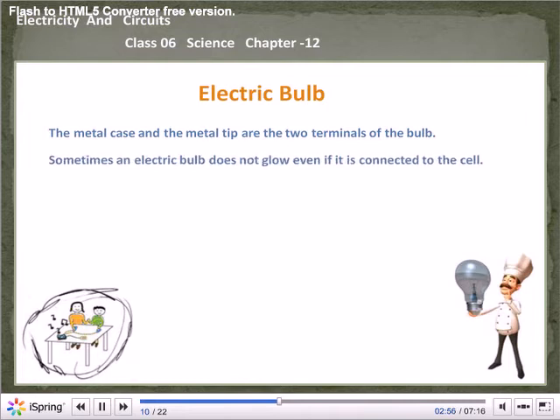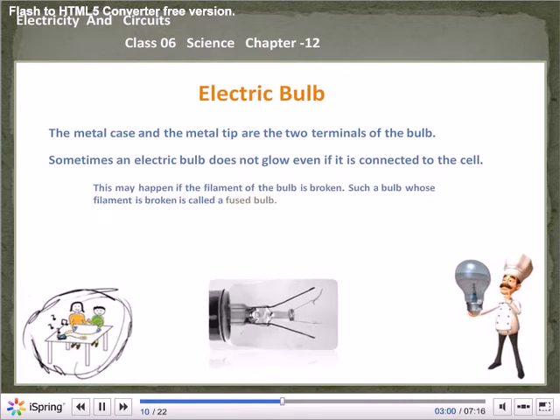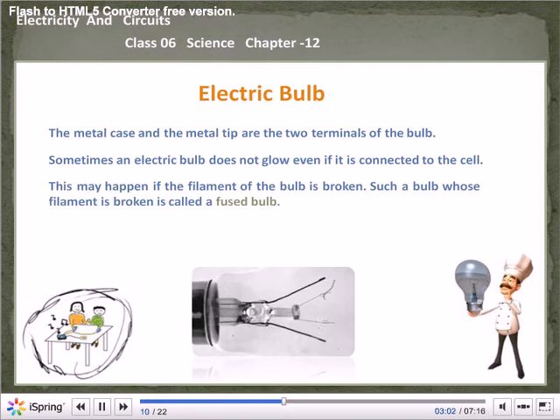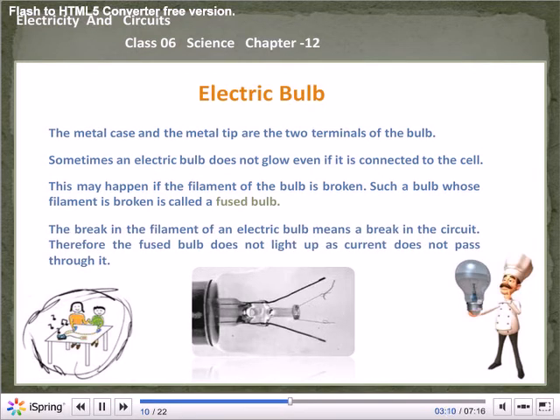Sometimes an electric bulb does not glow even if it is connected to the cell. This may happen if the filament of the bulb is broken. Such a bulb whose filament is broken is called a fused bulb. The break in the filament of an electric bulb means a break in the circuit. Therefore, the fused bulb does not light up as current does not pass through it.